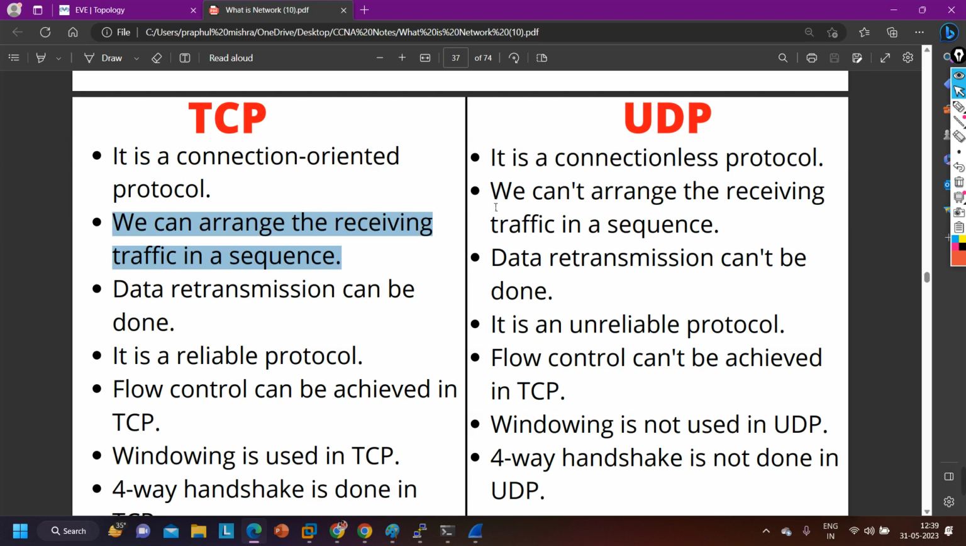Let's say I am sending you 10 mobiles: 1, 2, 3, 4, 5, 6, 7, 8, 9, 10, right? And you need to arrange them. So if there is a sequence number, then you can arrange them in the sequence. But if there is no sequence number, can you arrange the 10 mobiles in the sequence?